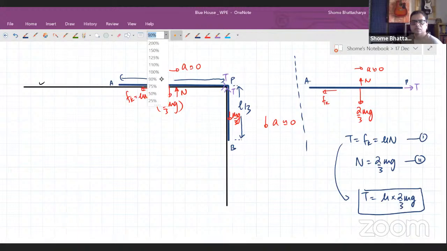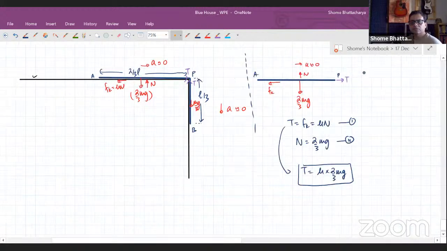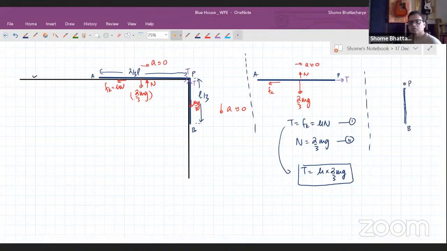Okay. Now we also have the vertical section of the chain or the rope. So for the vertical section, what is happening is this the same amount of tension. Now why have we taken the tension the same over here? Because the part of the chain which is going around the corner is of negligible mass.